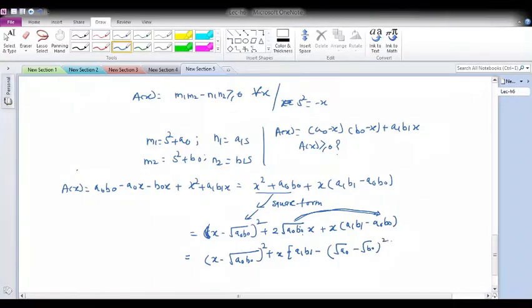naught, square. Okay, so if I do this, then this will be a0 plus b0, and this is minus 2 root a0 b0, and this will be outside of this is minus, so it will be plus 2 root a0 b0, and this will be minus a0 b0.